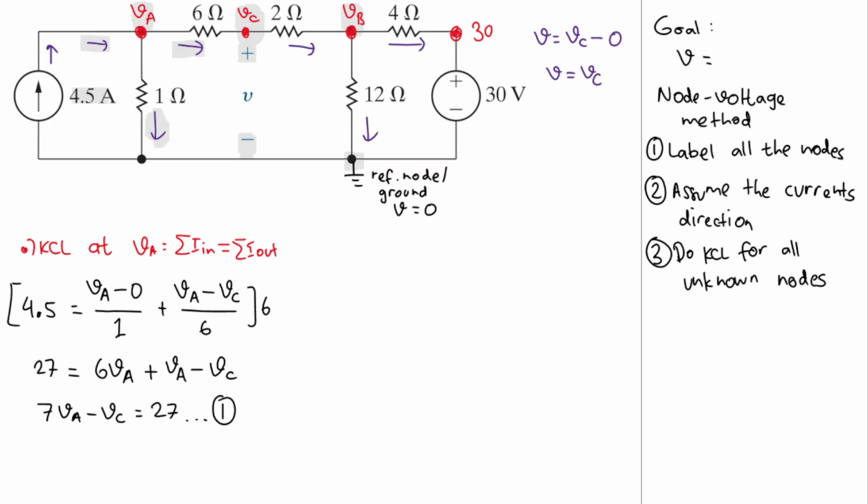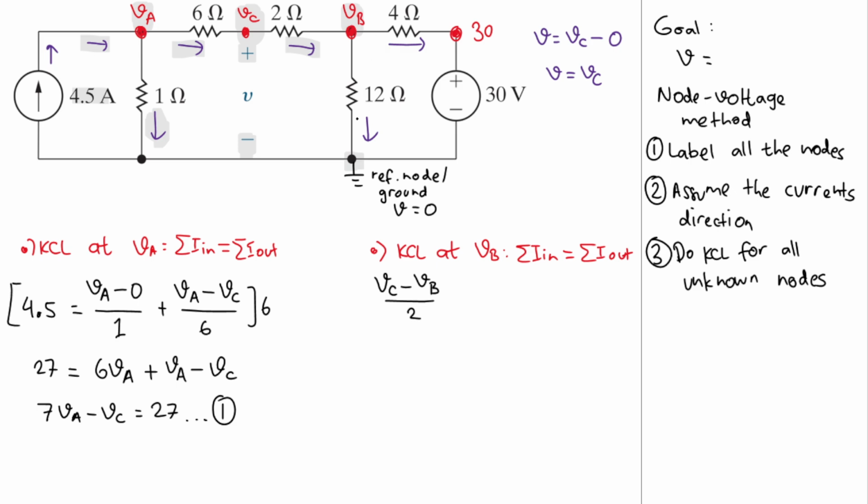Good. Now let's do another KCL, but this time at VB. KCL at VB. Okay, and then the sum of the currents that go in will equal the sum of the currents that go out, right? That is what KCL says. The only current that goes in is this one here, and that current will be VC, where the current came from, minus VB, where the current goes to, divided by the resistance between them, which is 2.